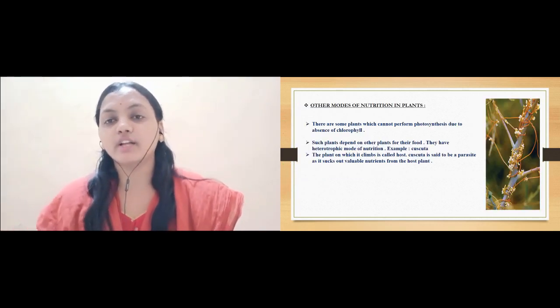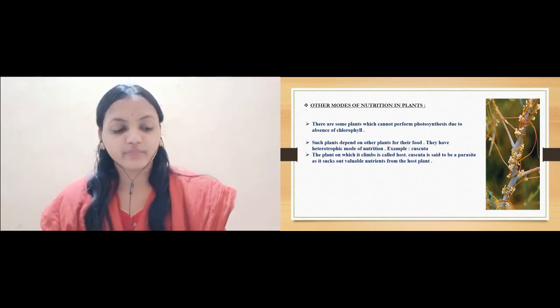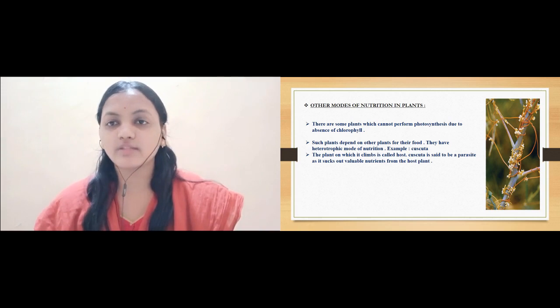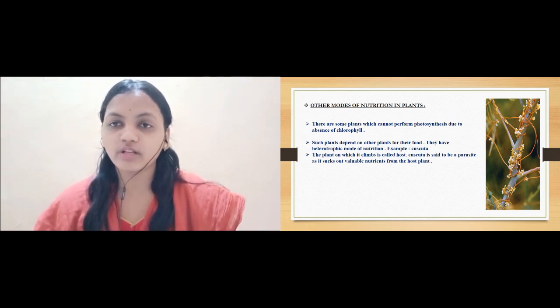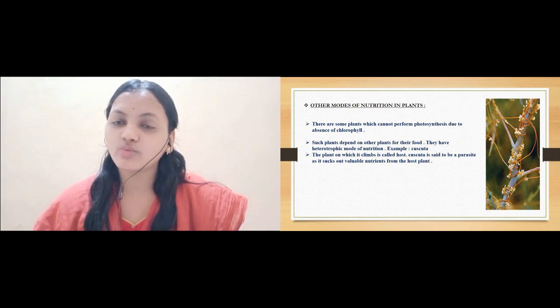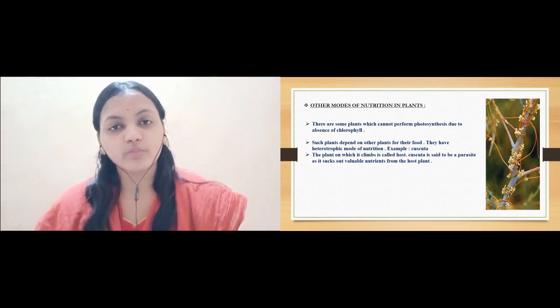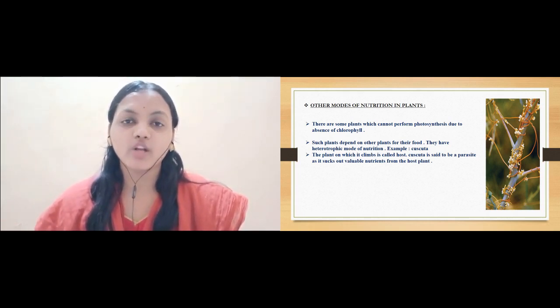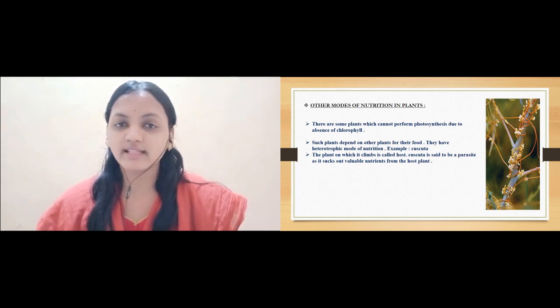Our next part, we are going to see other modes of nutrition. This is what we have seen: heterotrophic, autotrophic mode of nutrition. Now we are going to see the heterotrophic mode of nutrition. The example is Cuscuta. What happens to the plants which carry out the heterotrophic mode of nutrition? They actually depend on other plants for their food, isn't it?